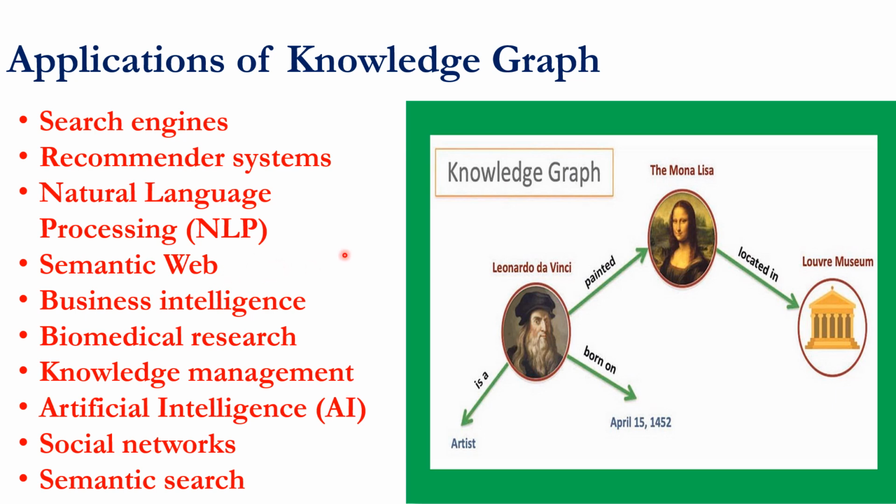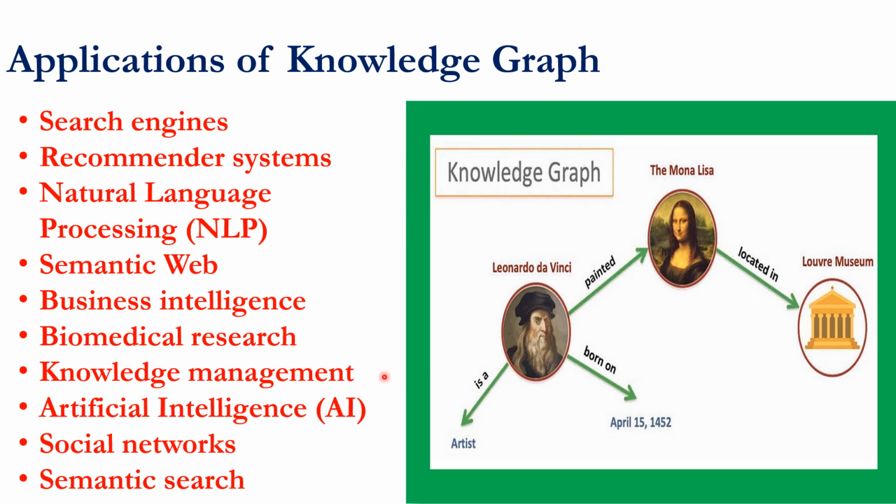Then business intelligence, where it can be used for consumer behavior, financial transactions or supply chain logistics. Then in biomedical research, where it can be used to model the complex relations between genes, proteins, diseases and drugs, which allows researchers to better understand the mechanisms of disease, to identify potential drug targets and to design personalized treatment. Then knowledge management, where it can be used in various domains like academia, government and industry. Then artificial intelligence, where it can be used to make decisions, answer questions and learn from various information.